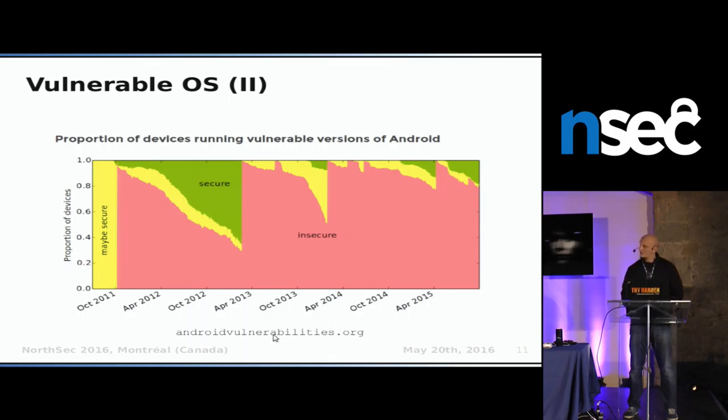According to this site about Android vulnerabilities, these are not the numbers for the highly critical vulnerabilities, but also include the less critical ones. So around 80% of devices today are estimated to be vulnerable to some kind of vulnerability.